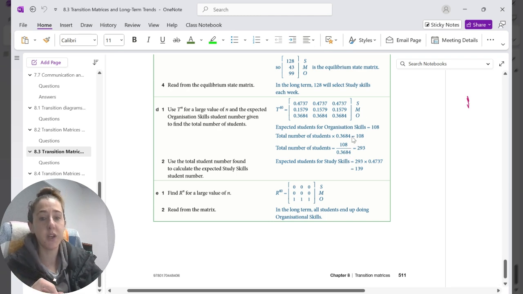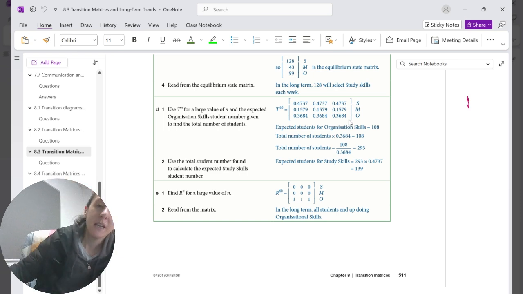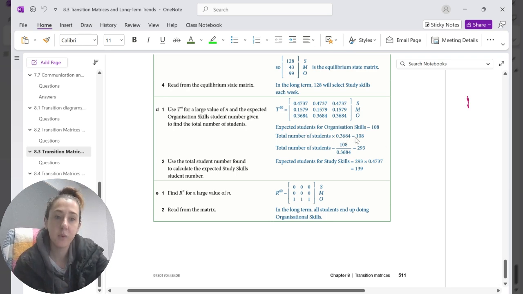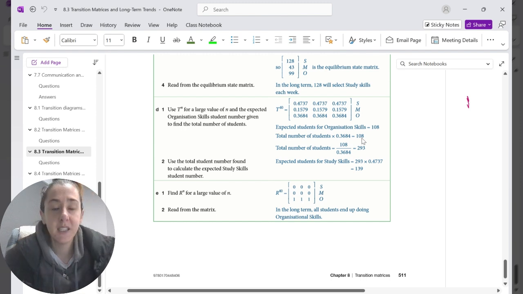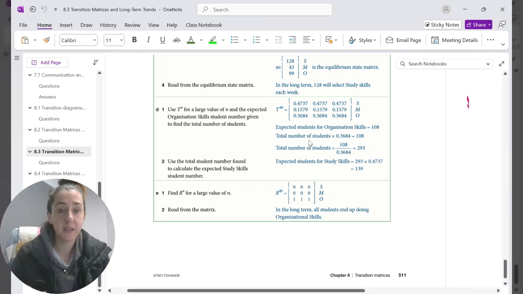So the information that we do have is the expected students for organisational skills and the percentage that correlates there, or the decimal value in this case, which we can use. It's the same thing. So normally we would go, remember, the total number of students multiplied by this value gives us the actual number of students. So those are the two pieces of information that we have. We've substituted them in, and we want to find the total number of students.